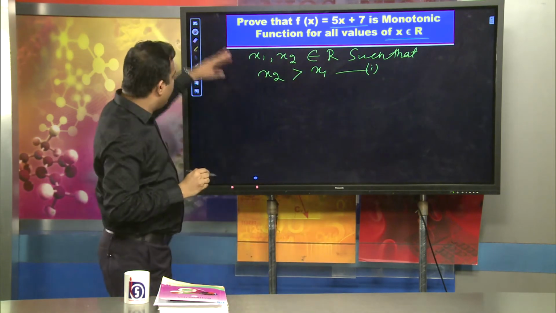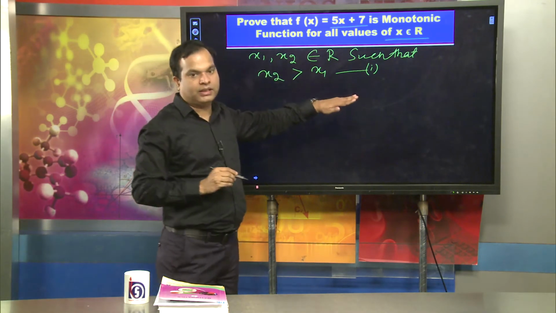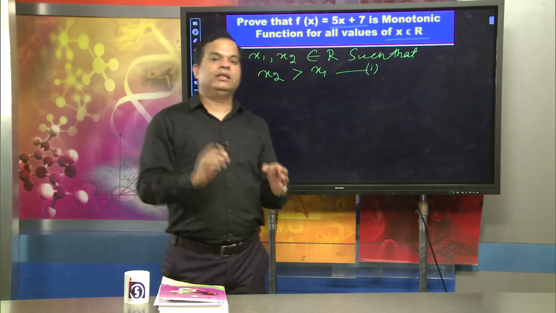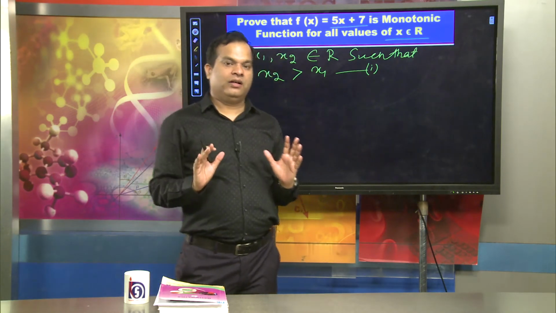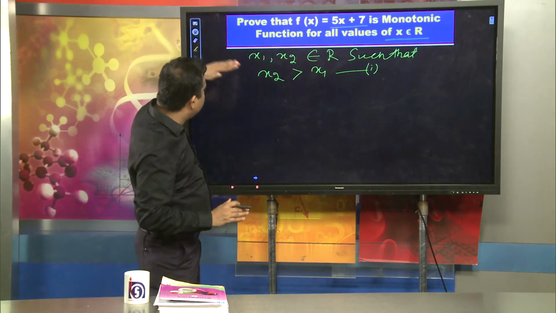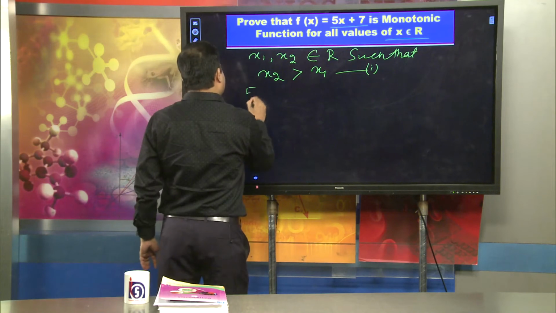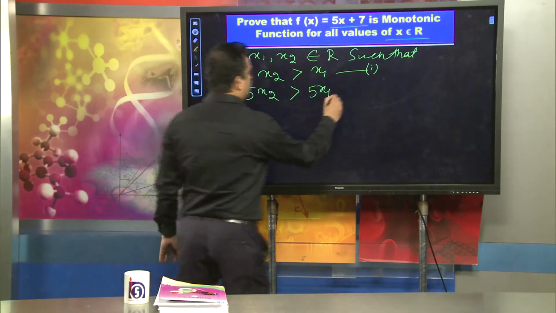If I multiply by 5 on both sides, if you multiply an inequality by a positive constant quantity, there will be no change in the inequality. That part we have already learned. So, when we multiply by 5 on both sides, simply I can write 5x2 is greater than 5x1, because on both sides I have multiplied by 5. Suppose this is equation 2.